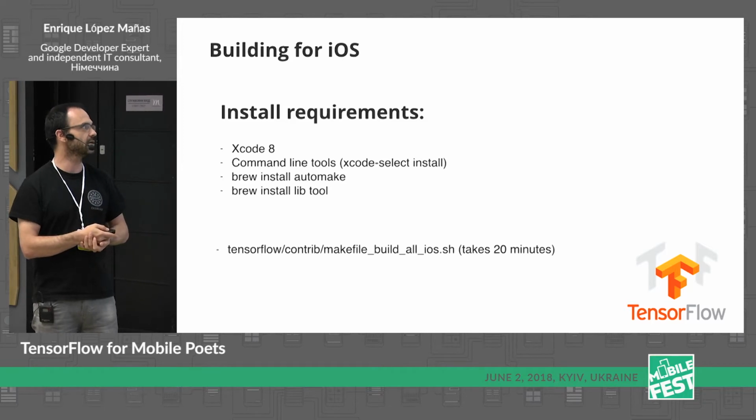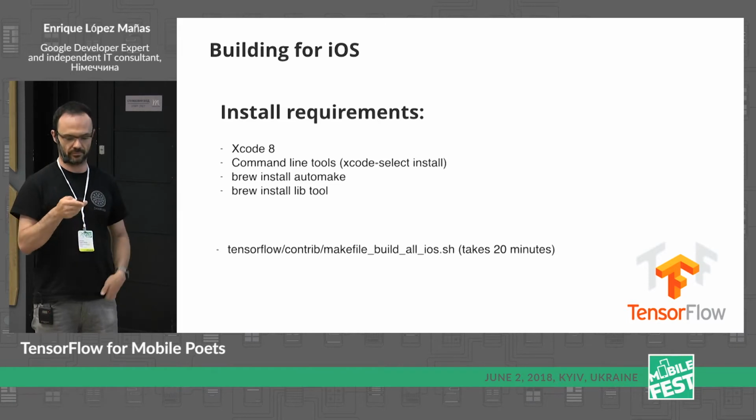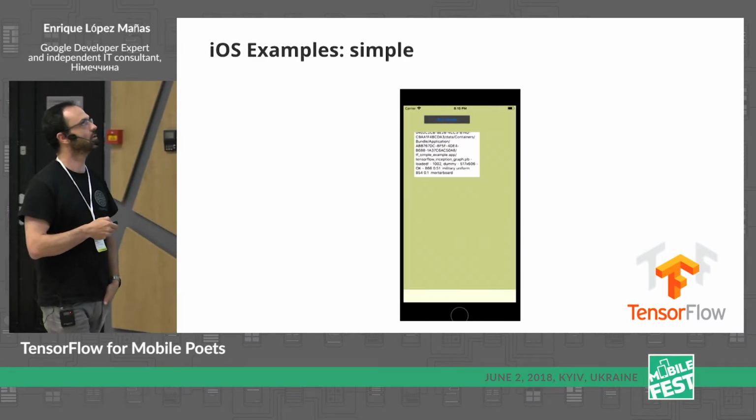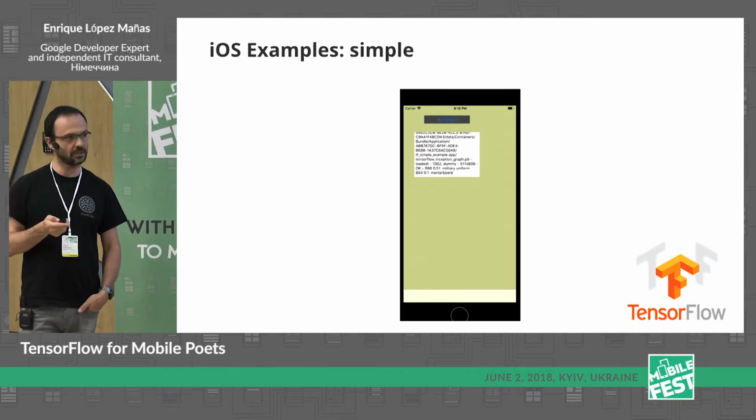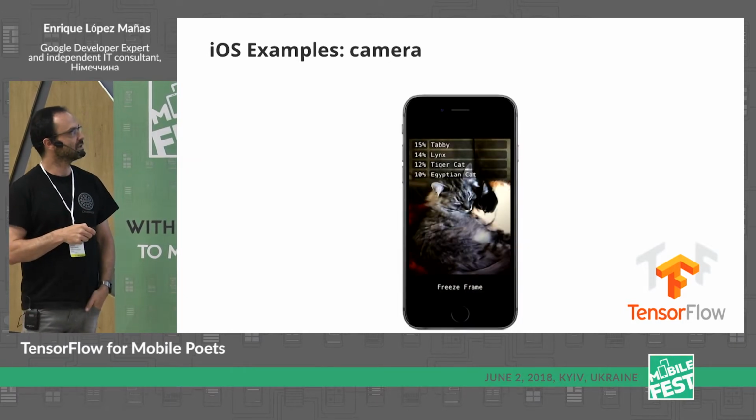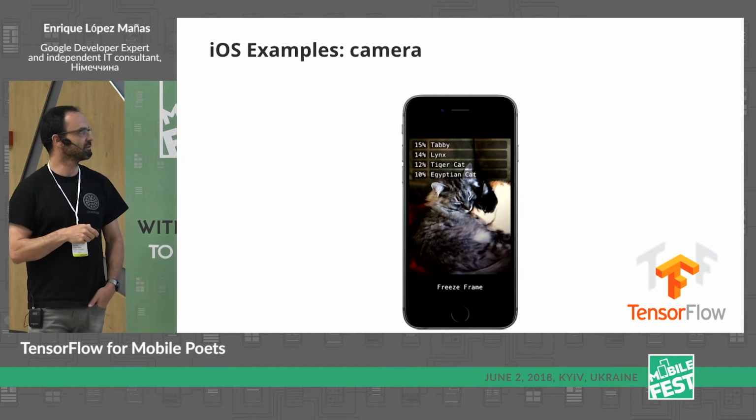Now, iOS, it works a little bit easier. You need Xcode 8, the command line tools that you probably already have if you have iOS. Brew install automake, brew install libtool. You need to run this script for 20 minutes, and you generate all the different demos. The simple one loads a model and gives information about it. Nothing special here. The one with the camera is the same as in Android.